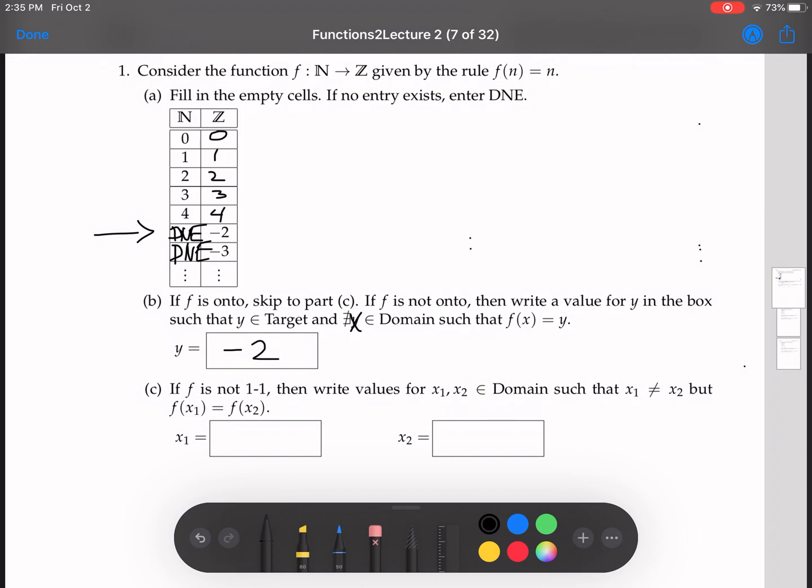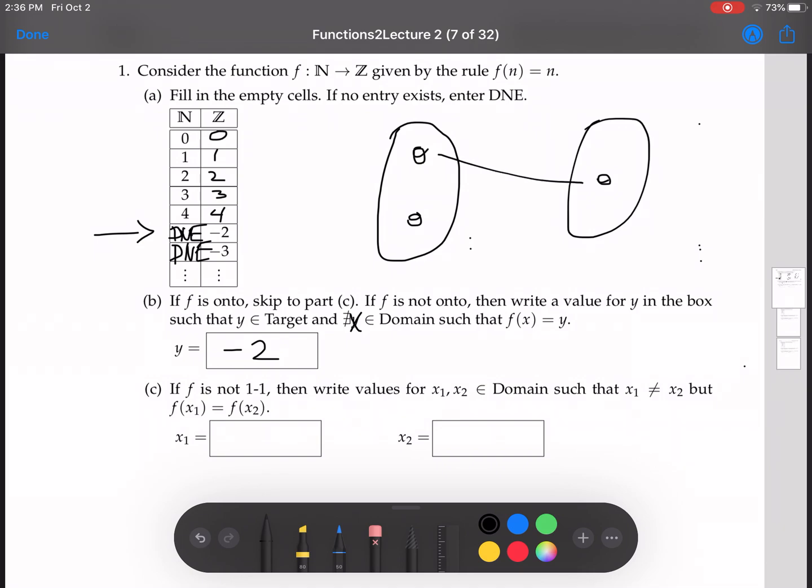Okay, so remember, a function is not 1-to-1 when you have this situation here. You have something going like this. That is not 1-to-1. So if you don't have any situations like that, then you're 1-to-1. And so let me show you an example of when something would not be 1-to-1 with the table.